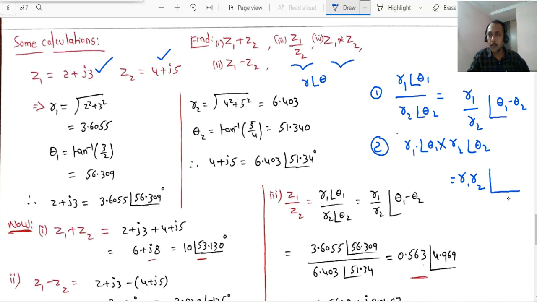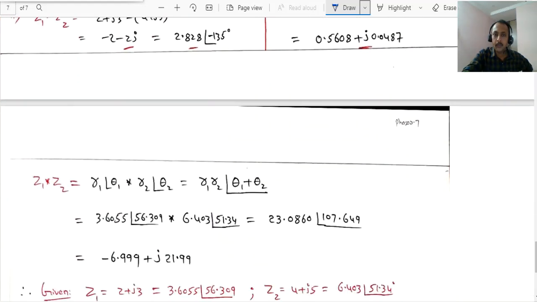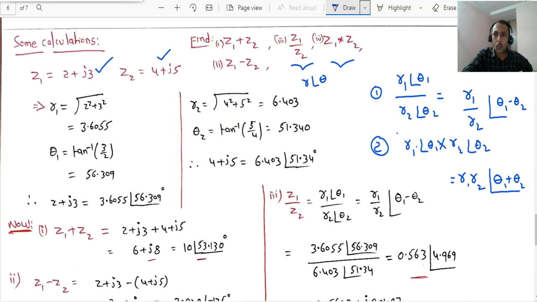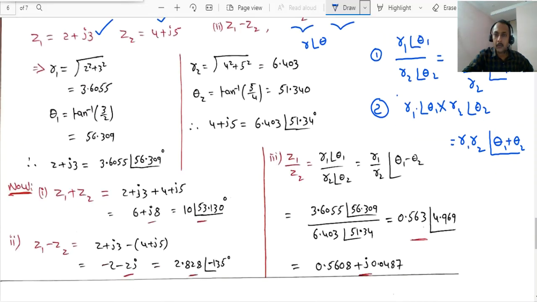If it is division in polar form, the angle will be the difference. If it is multiplication in polar form, the angle will be theta 1 plus theta 2. This is very, very important, dear students. These two. That is what we have written here. R1 at an angle theta 1 divided by R2 at an angle theta 2, its answer will be R1 by R2 at an angle theta 1 minus theta 2. Now we will see step by step.